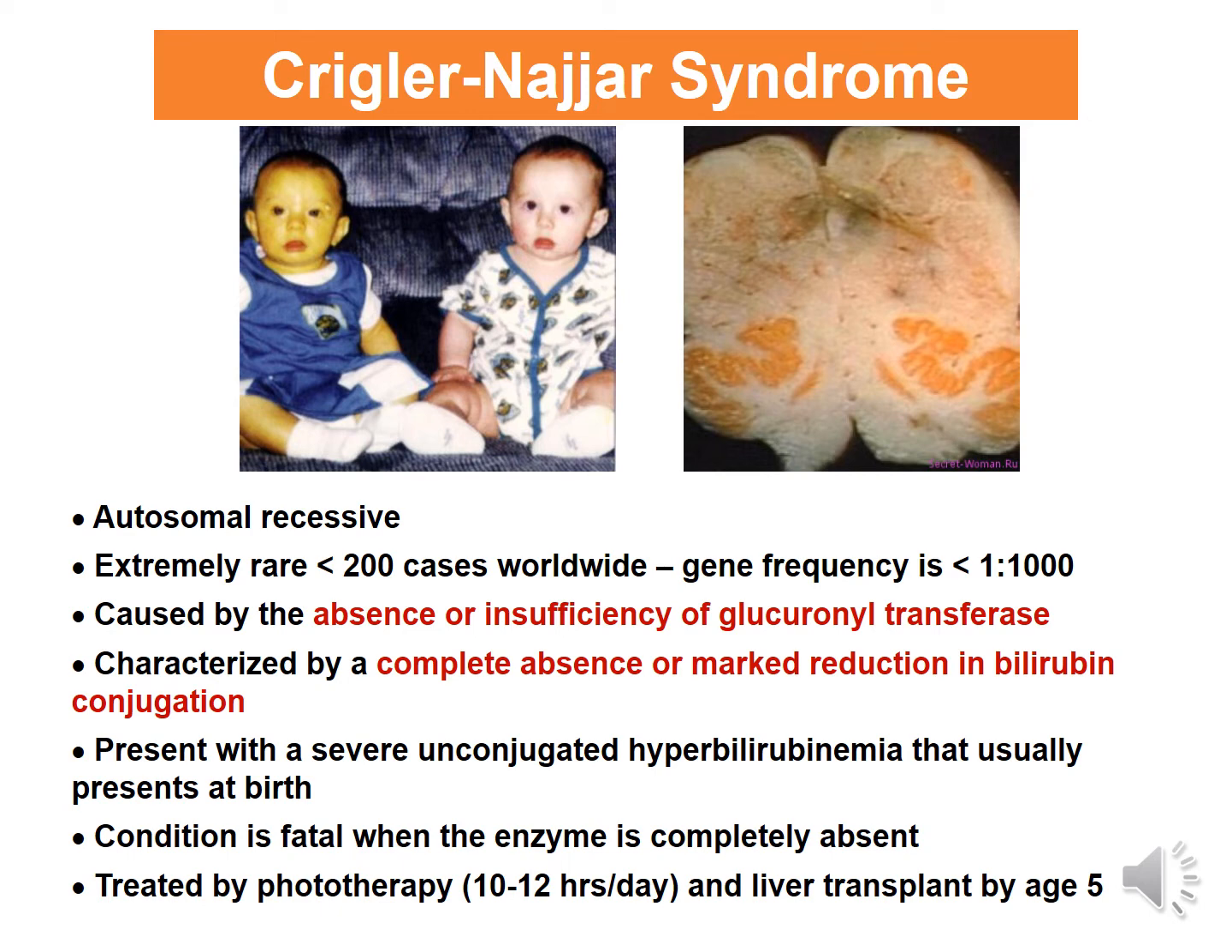Crigler-Najjar syndrome is extremely rare and autosomal recessive, caused by the absence or insufficiency of glucuronyl transferase, characterized by a complete absence or marked reduction in bilirubin conjugation. It presents with a severe unconjugated hyperbilirubinemia that usually appears at birth. The condition is fatal when the enzyme is completely absent. It is treated by phototherapy and liver transplant by age 5.